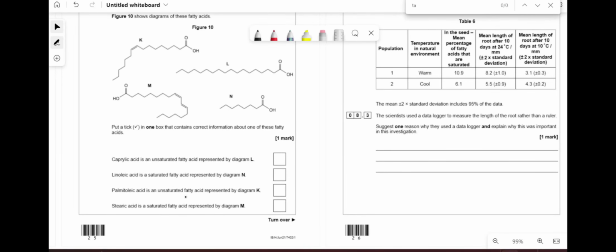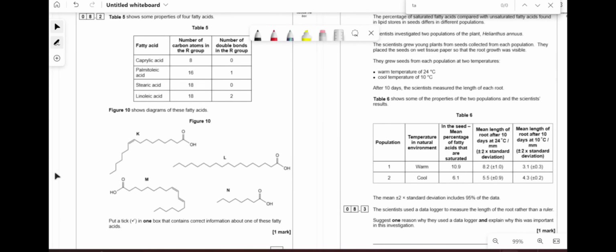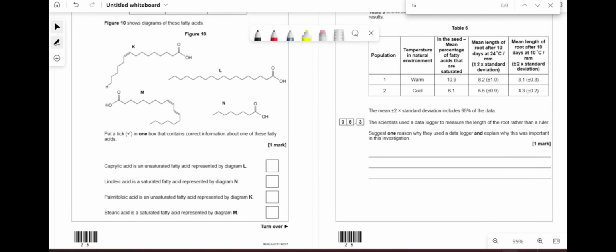Palmitoleic acid is an unsaturated fatty acid represented by the diagram K, so it is unsaturated, and that carbon length is pretty long. And would you look at that? If you count them, 1, 2, 3, 4, 5, 6, 7, 8, 9, 10, 11, up to 16. So yes, that's the one.